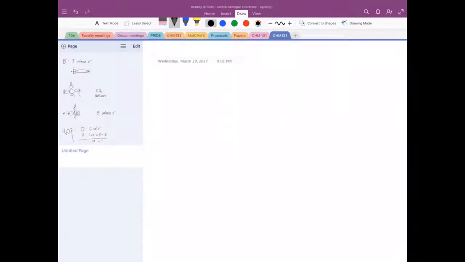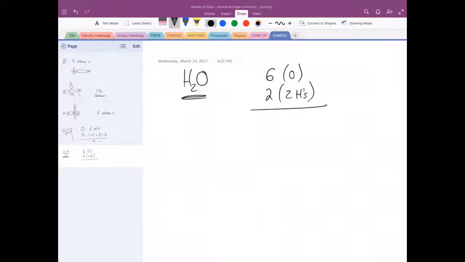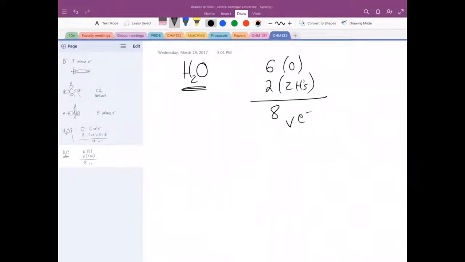And so the first one I want to do is water. Let's do the Lewis structure for water. This first step says, okay, how many total valence electrons do you have? Well, we've got 6 from the oxygen and 2 for the 2 hydrogens. So a total of 8 valence electrons.